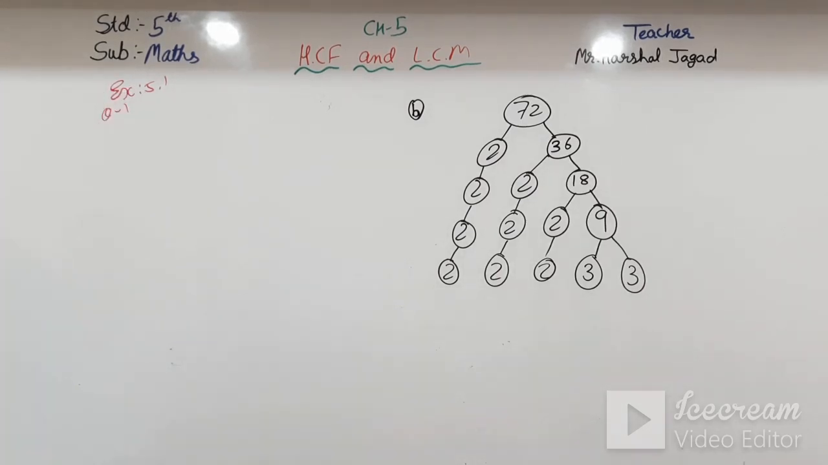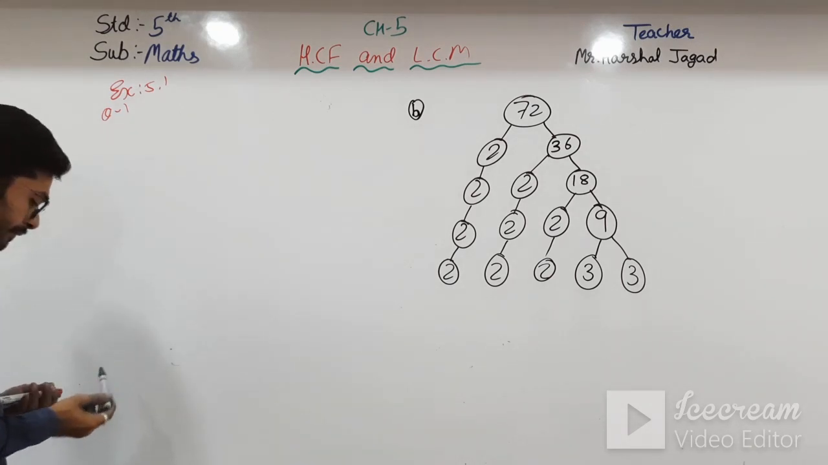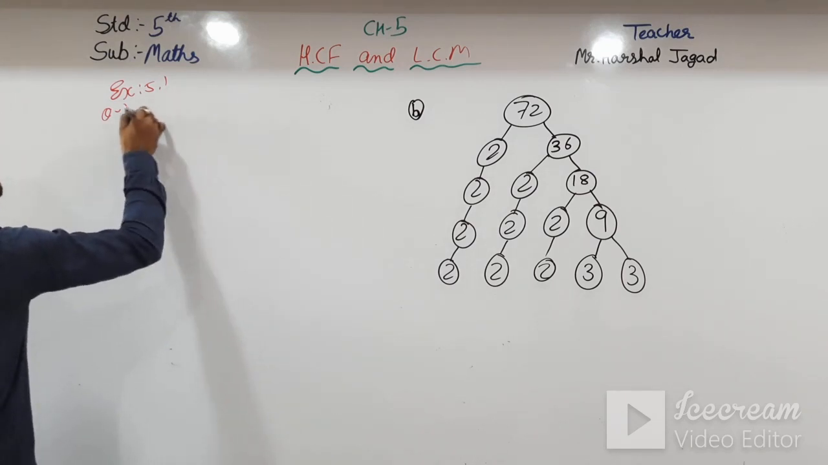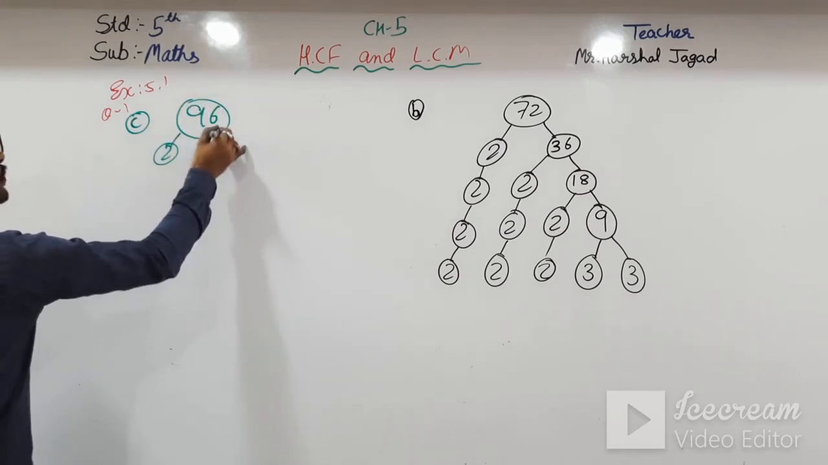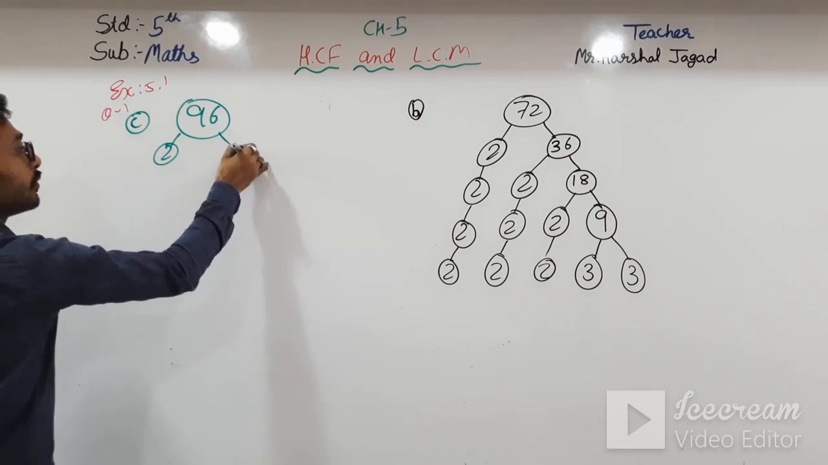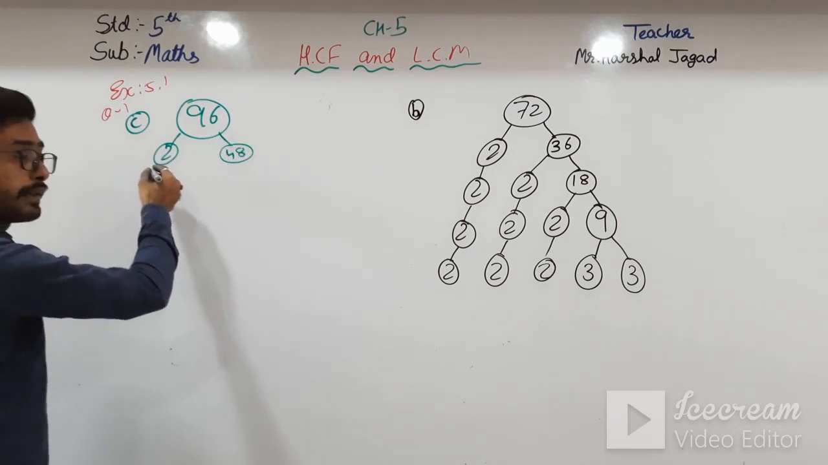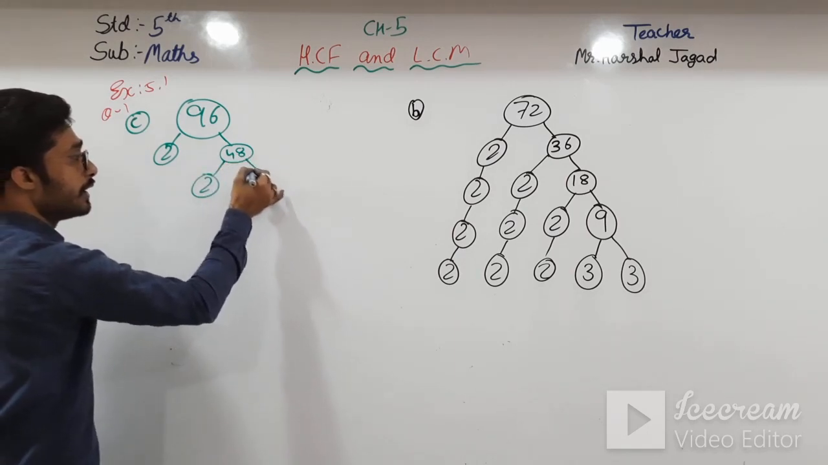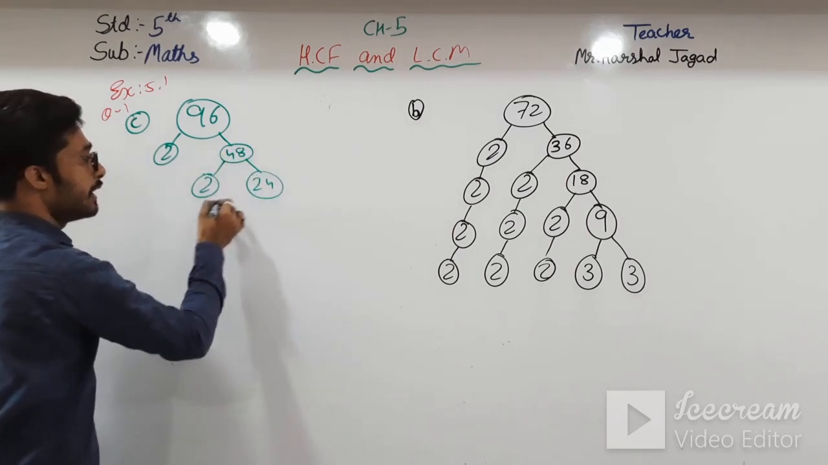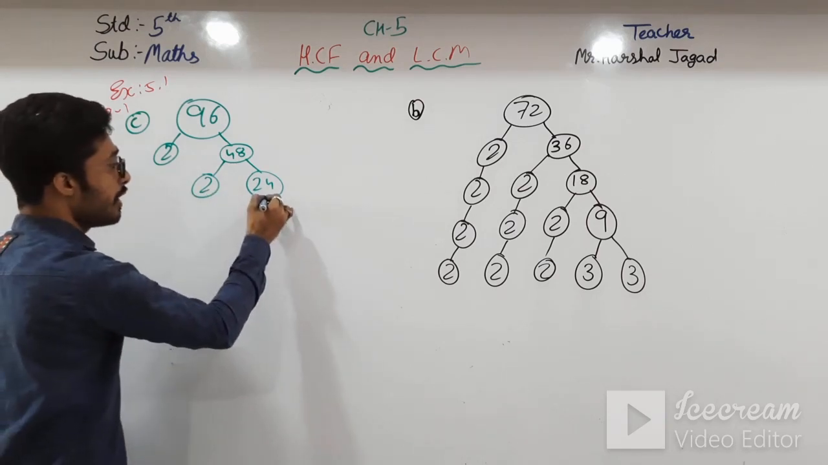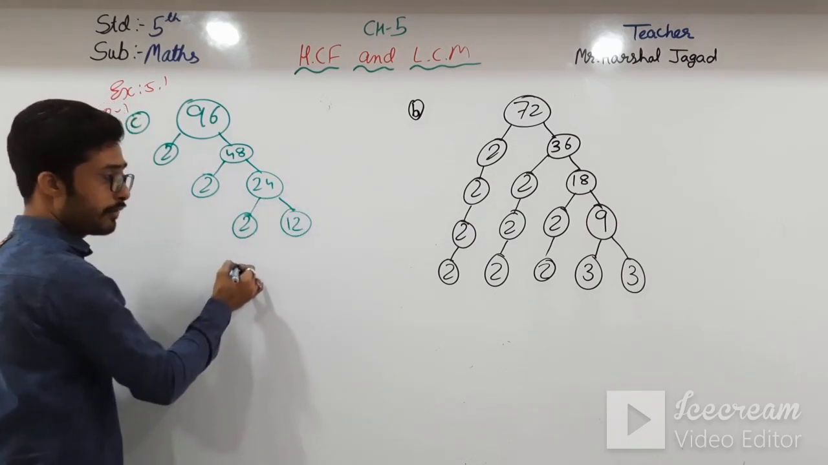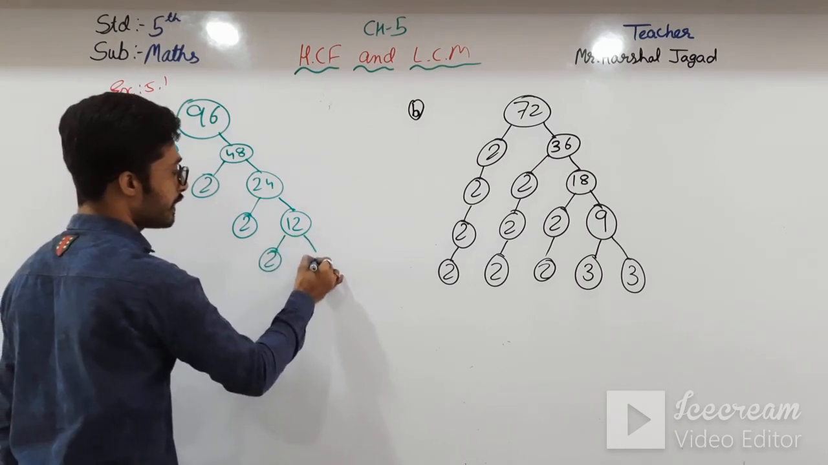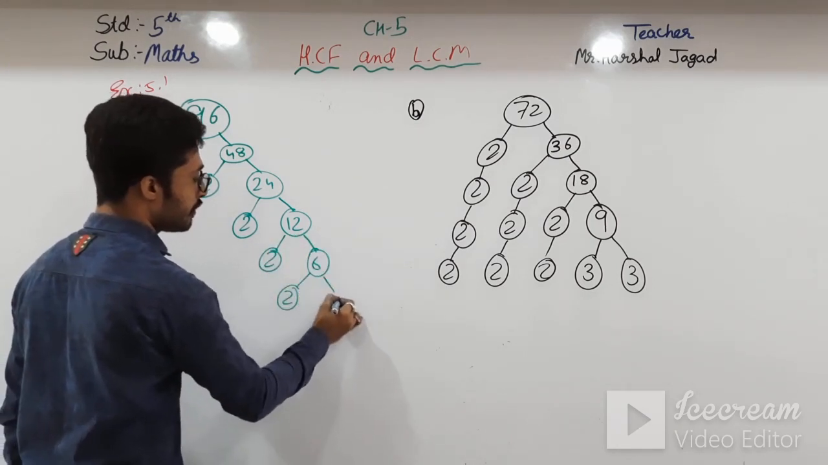So C is 96. First of all, here will be 2. 2 4s are 8, 2 8s are 16. We will not write this 2. So 2 here, 2 2s are 4, 2 4s are 8. This we will not carry over. And 2 6s are 12, 2 3s are 6.